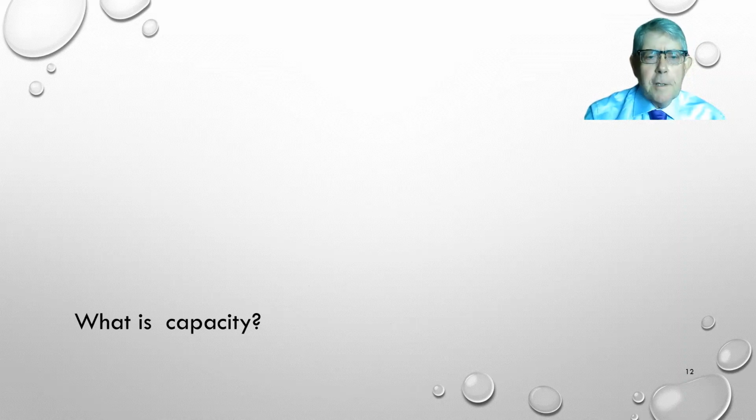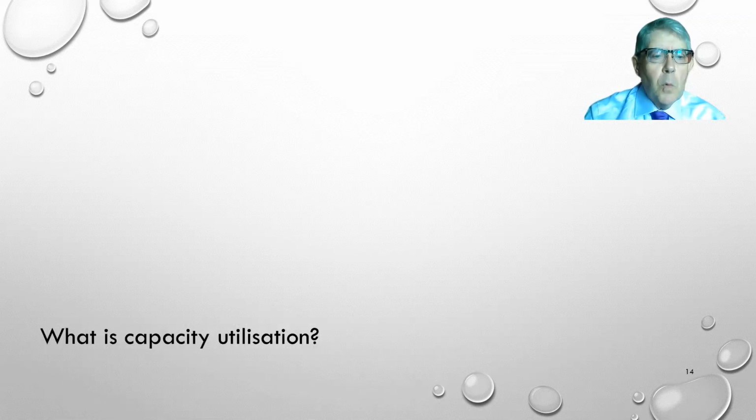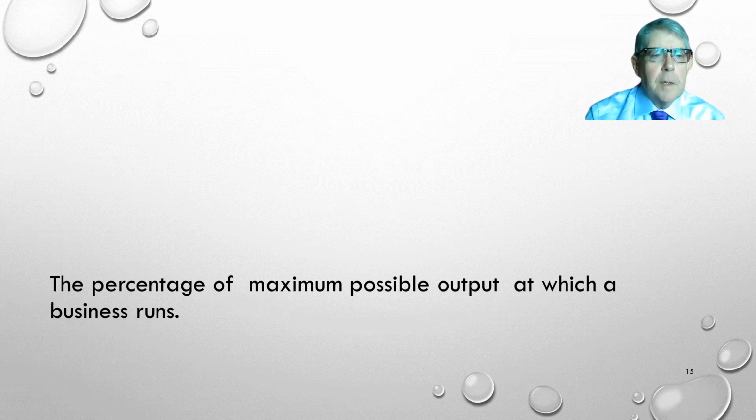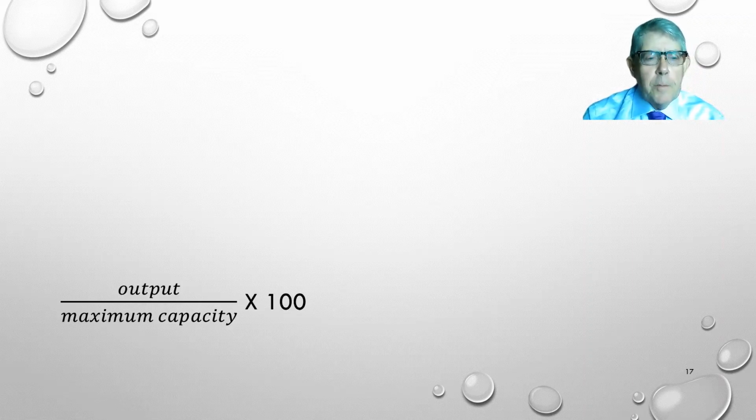What is capacity? This is the maximum amount of goods and service a business can provide over a period of time. What is capacity utilisation? This is the percentage of maximum possible output at which a business runs. What is the formula for capacity utilisation? It's output over maximum capacity times 100.